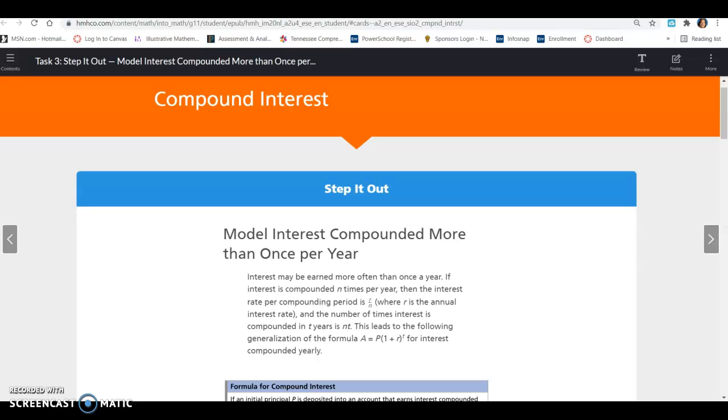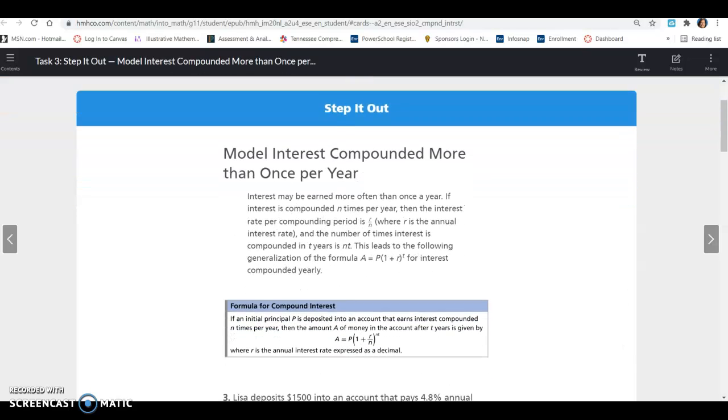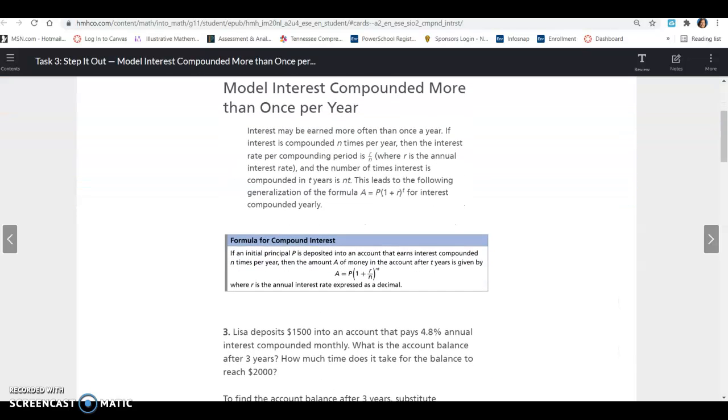Right, lesson 8.3, task 3. Still looking at compound interest. Model interest compounded more than once a year. Interest may be earned more often than once a year.